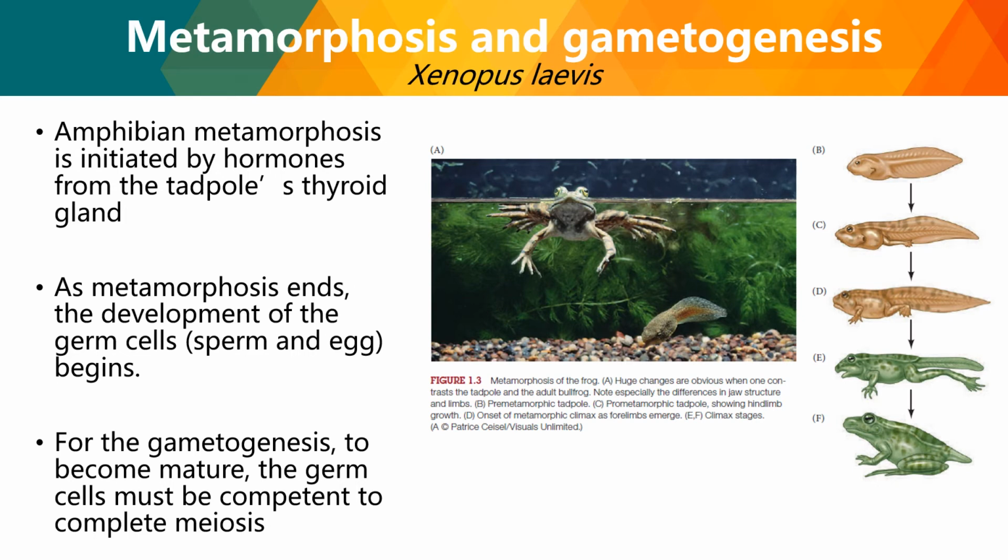So, amphibian metamorphosis is initiated by hormones from the tadpole's thyroid gland. Okay, so it's very important that we remember that there are chemical signals being sent by certain organs in our body to kumbaga ignite movement in the body. Okay? So as metamorphosis ends, the development of the germ cells or the sperm and the egg begins, and for the gametogenesis to become mature, the germ cells must be competent to complete meiosis.